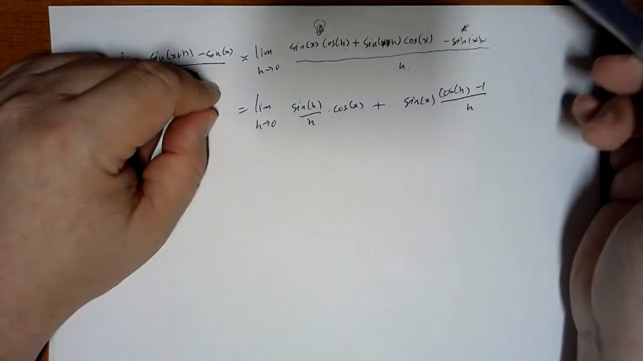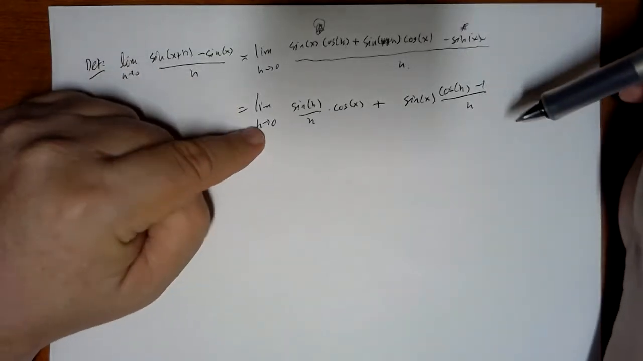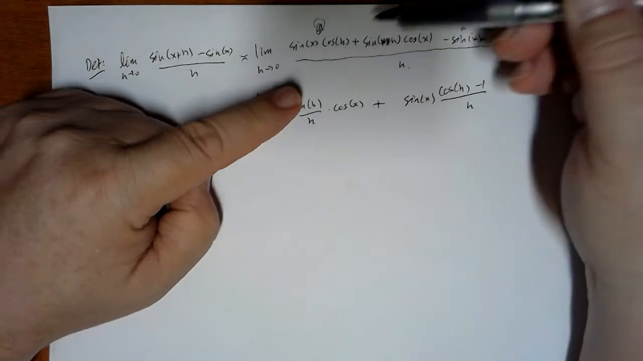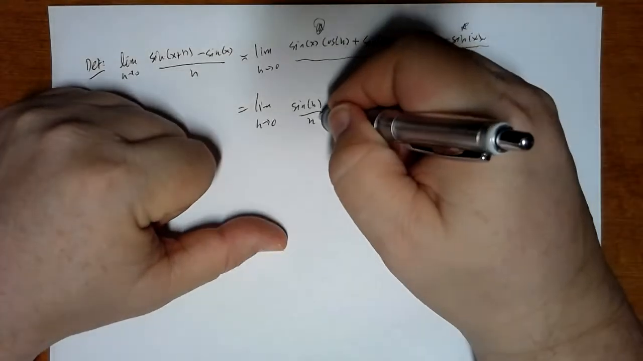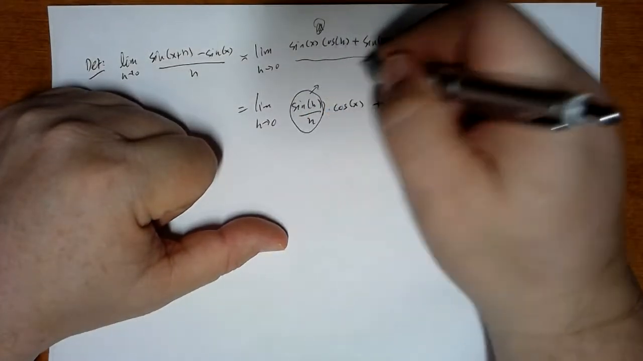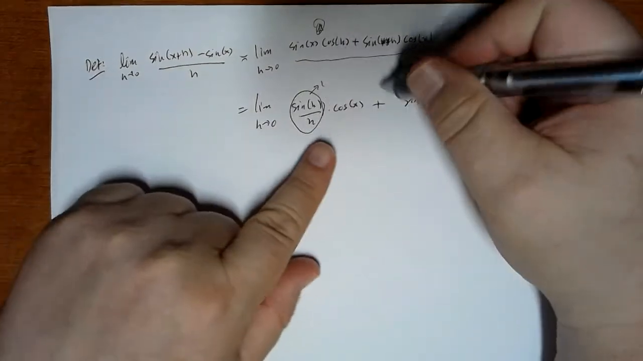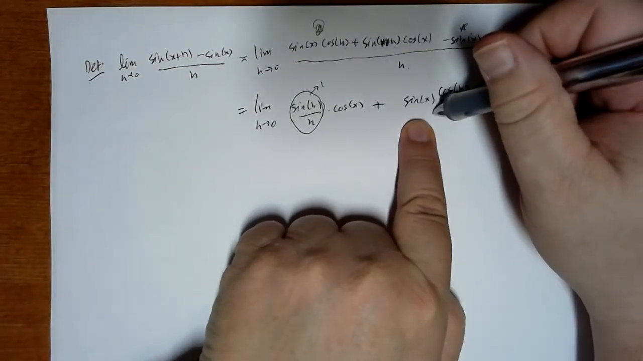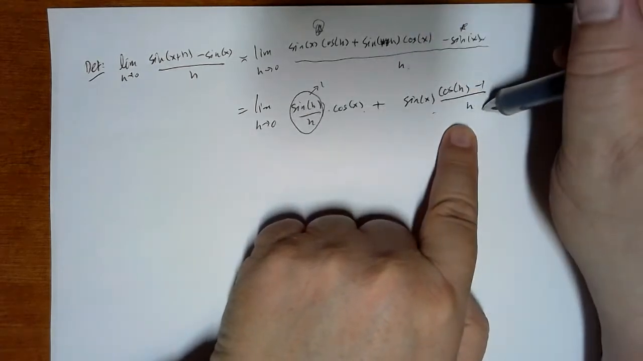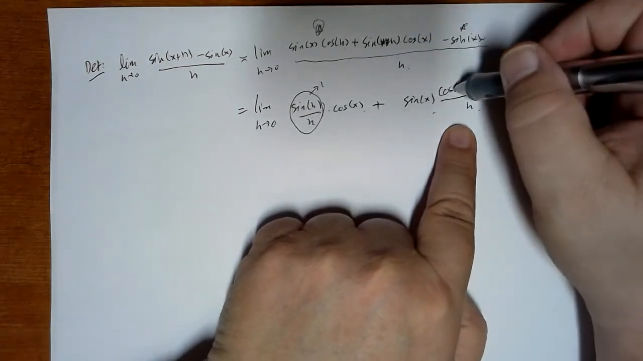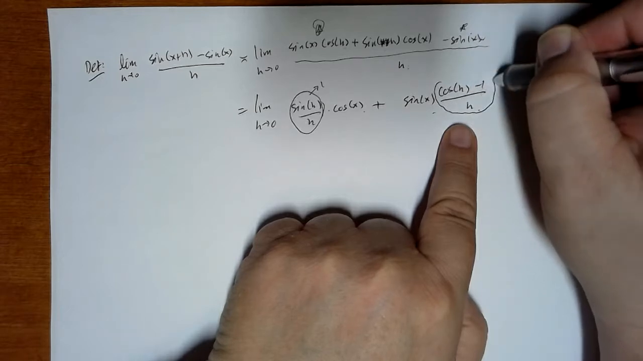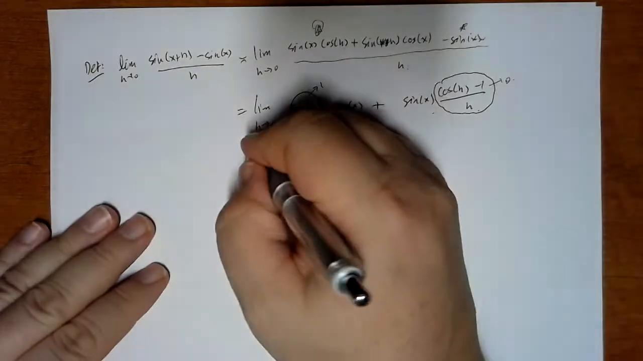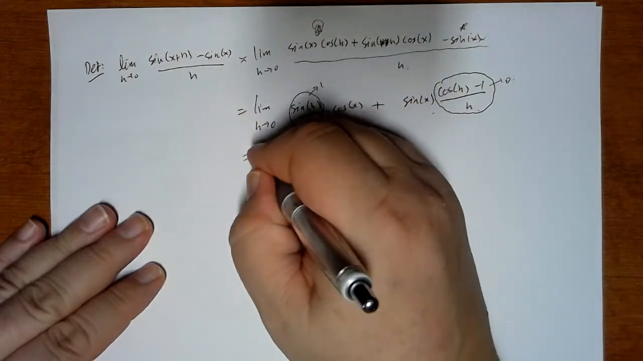Good. Now, is it appropriate for me to write the limit like this? Does this limit exist? Yes, we know that that limit exists, and the limit is 1. This doesn't have an h, so that's fine. Sine of x does not have an h, so that's okay in terms of the limit. Then for this one, do you remember what the limit is? This limit is 0. Good. So therefore we now have that the derivative is cosine of x.